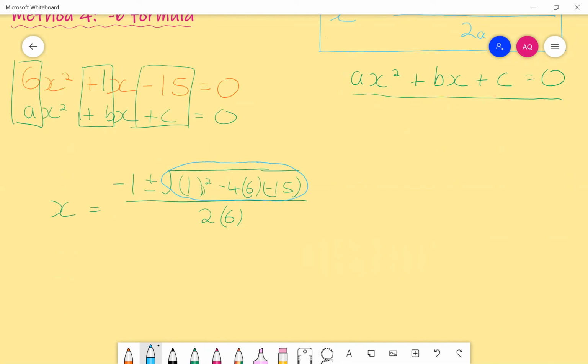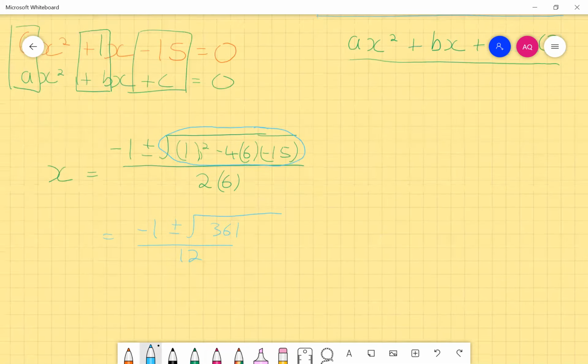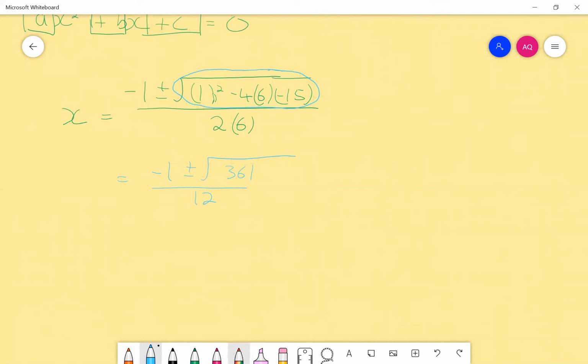So you'd have, well, the minus by minus would be a plus, so you'd have 4 by 6 by 15, which is 360. So then you'd have 1 plus this, and then we take the square root of that. So it's going to be equal to minus 1. I won't take the square root yet, but it's plus or minus the square root of 361 all over 12. Okay, now the square root of 361 is just 19, I think. Yeah, so 19. So we can then say that this is equal to minus 1 plus or minus 19 over 12.